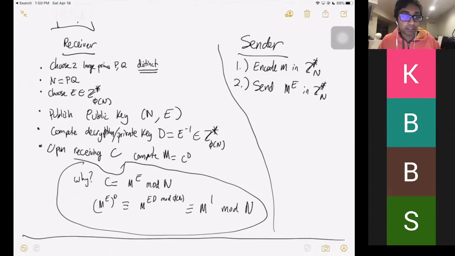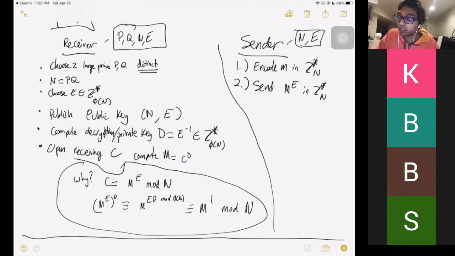So the first question is: explicitly write down the values that the receiver knows and the values that the adversary knows. The things that the receiver knows are N, P, Q, E, and D. Or just P, Q, and E, like everything else can be computed from there. The receiver knows P, Q, N, and E, and the sender only knows N and E. So P and Q are kept secret. Only the receiver knows P and Q. They don't publish P and Q.